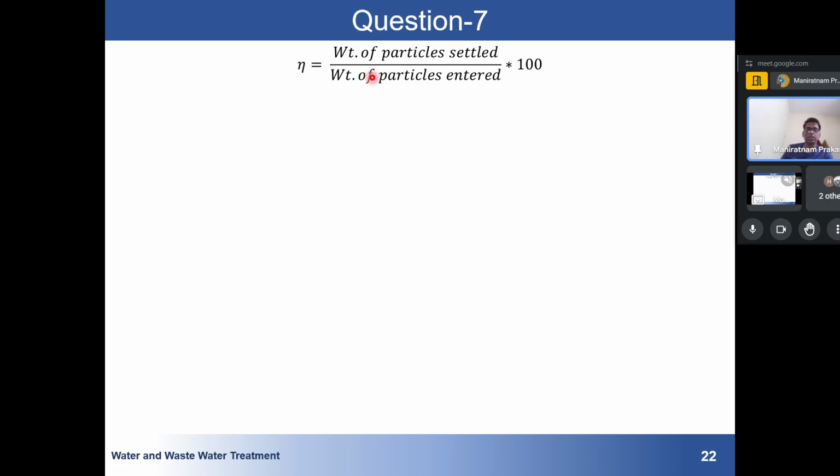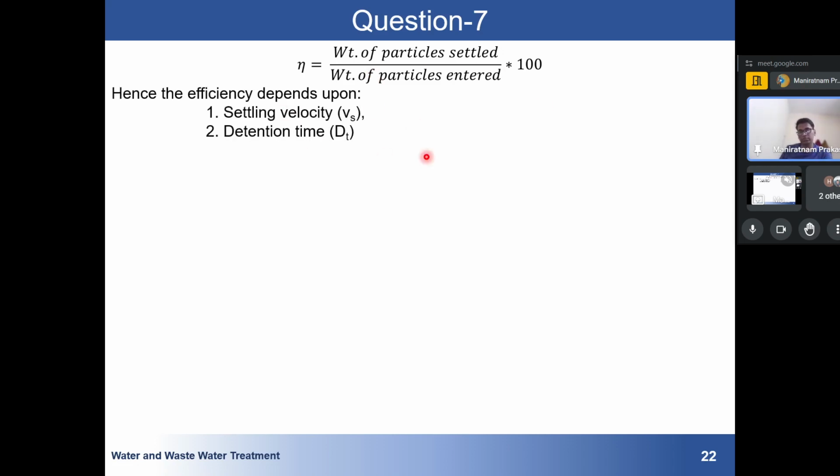Okay, now generally for theoretical purposes, it is seen that it is never 100%. It is never that whatever suspended particle is entering our system is getting settled down. There will be some suspended particles which will move forward with the flow. That depends upon many factors, like how much horizontal velocity is there and all these things. Okay.